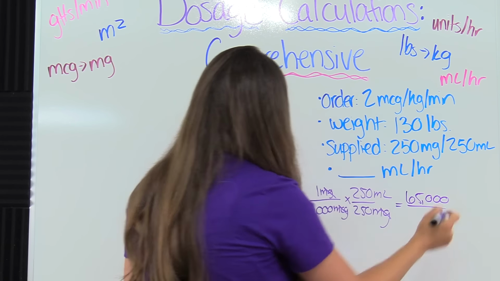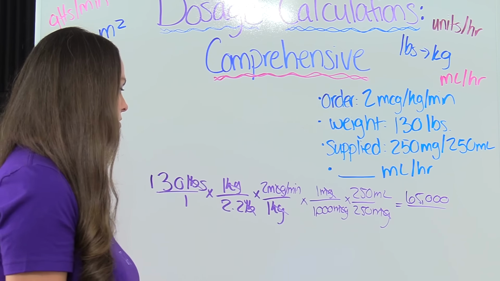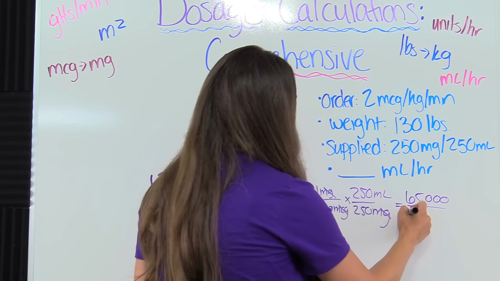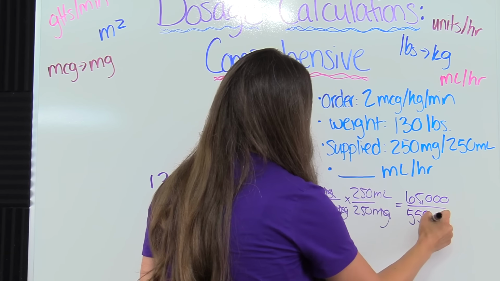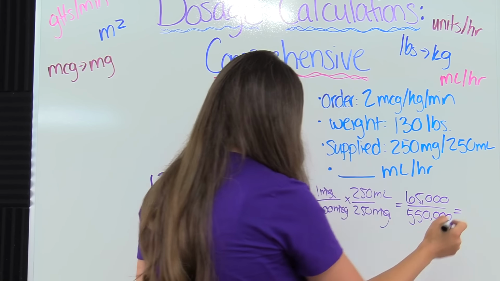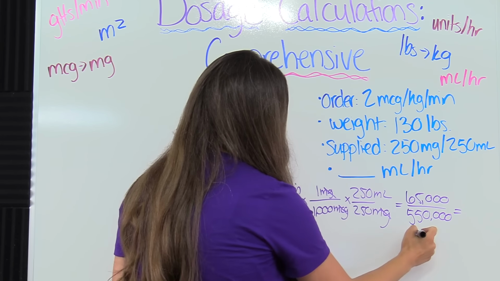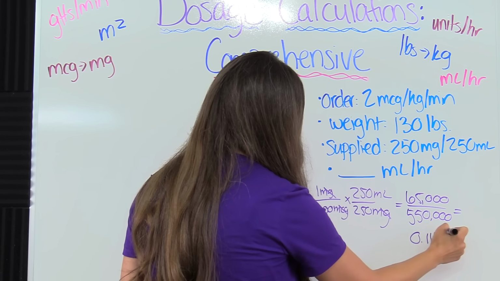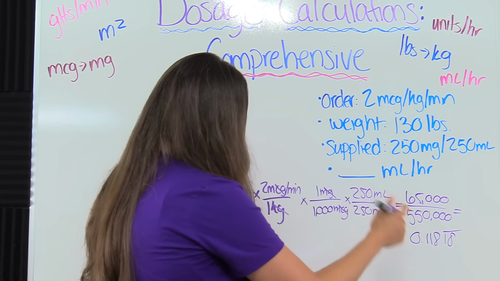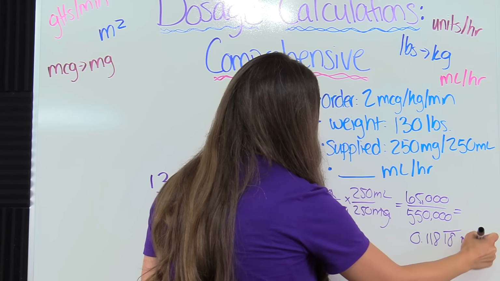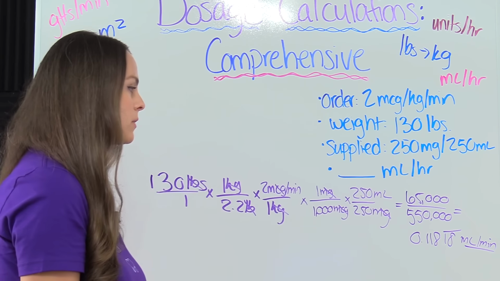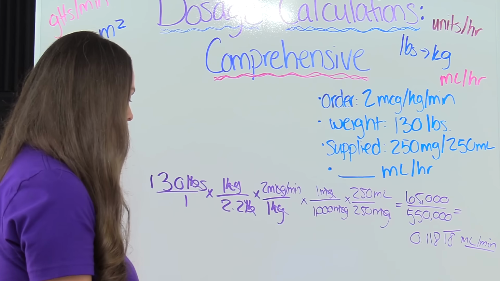65,000. Then we're going to do 1 times 2.2 times 1 times 1,000 times 250, and that gives us 550,000. Then we're going to divide that out, and that's going to give us 0.11818 repeating. So currently we're in milliliters per minute. That's not what our problem wanted. It wanted milliliters per hour because that's our rate we're going to set our pump.